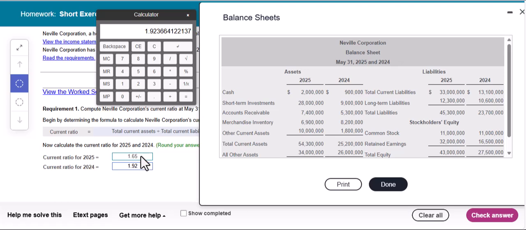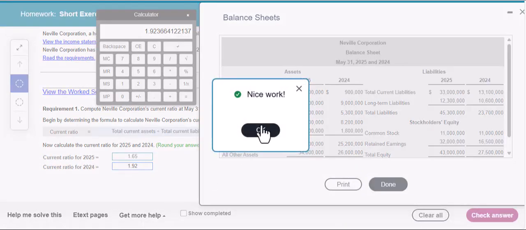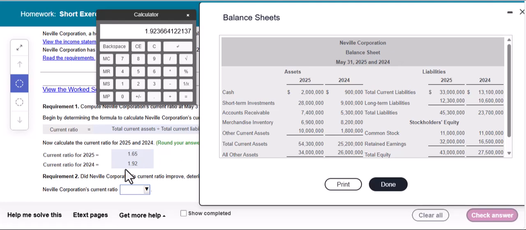So what number do we want here? Do we want it to be higher or lower? Well, when you want a ton of current assets like $1 billion to very few current liabilities, like maybe $1, then the higher is better. So since the higher is better, did it improve or get worse? It seems that it deteriorated. So let's check our answer. Nice work. And this is our second requirement, what we were just talking about here.